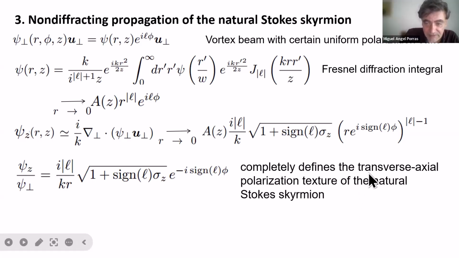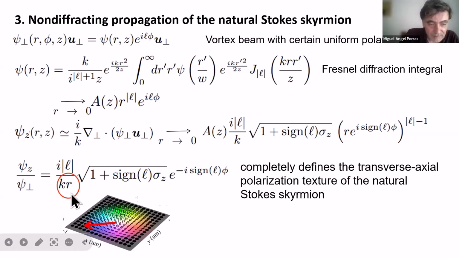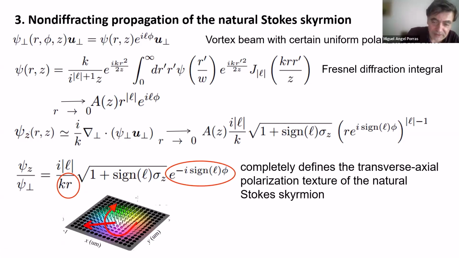It defines completely the transverse axial polarization texture. For example, this factor 1 over R provides all amplitude ratios of the axial component to the transversal component, and this phase here provides all phase differences between the axial component and the transverse component. So this quotient completely defines the texture I talked about in the first part of this short talk.